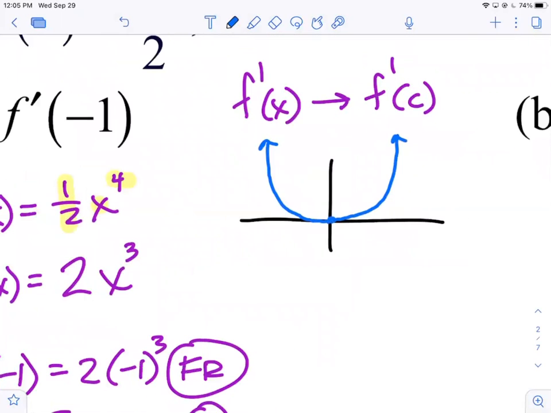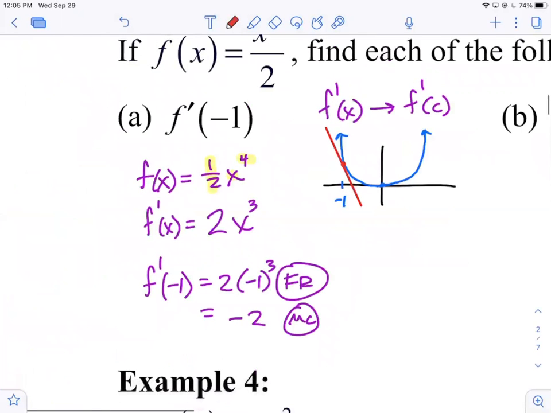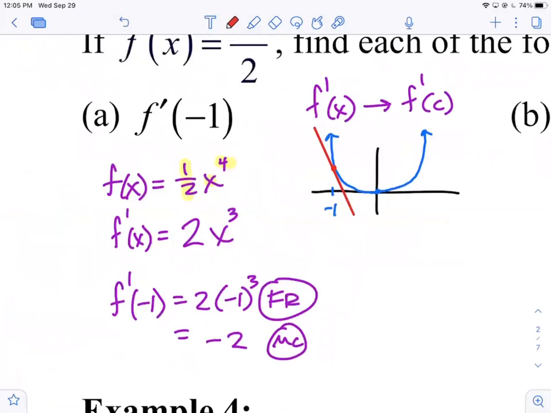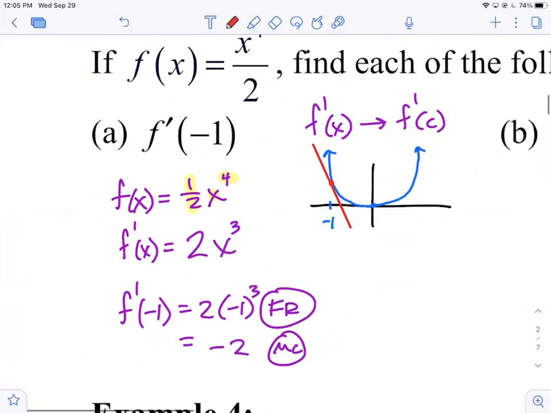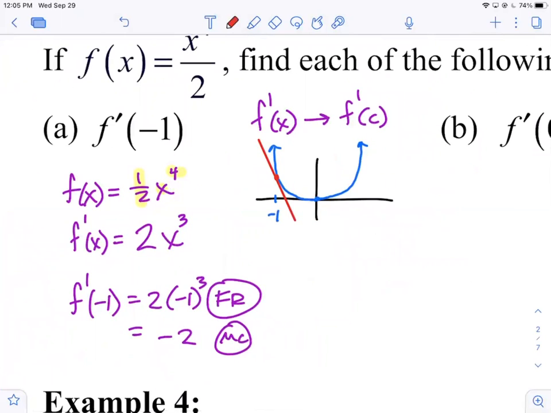All right, so here would be essentially possibly where -1 is. What we just found is this right here. We know the slope of that line is what? -2. Fancy, right? Okay, I'm going to go ahead and label that m equals -2.